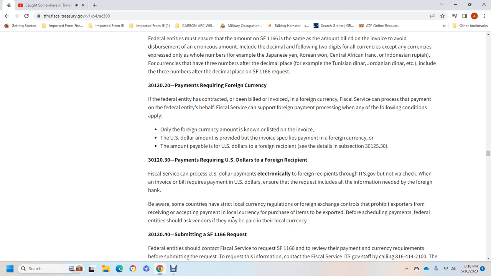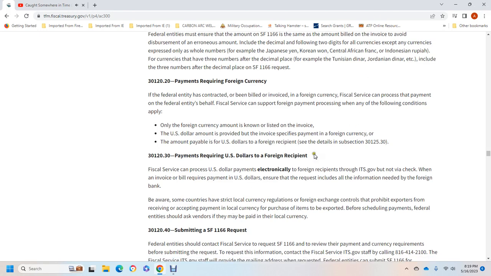Dollar entry for the request should include the information needed of the foreign bank. Be aware that some countries have strict local currency regulations, and foreign exchange controls prohibit exporters from accepting payment in the local currency for the items to be exported. Before scheduling payment, the federal entity should ask the vendor if they may be paid in their local currency.